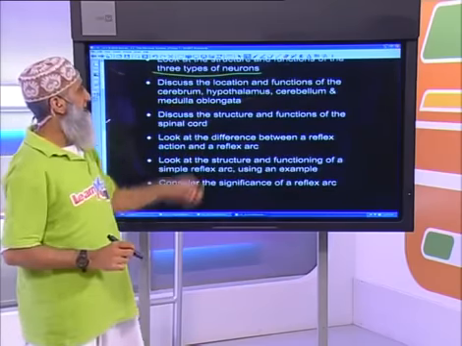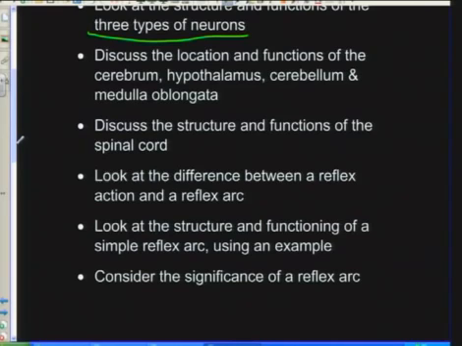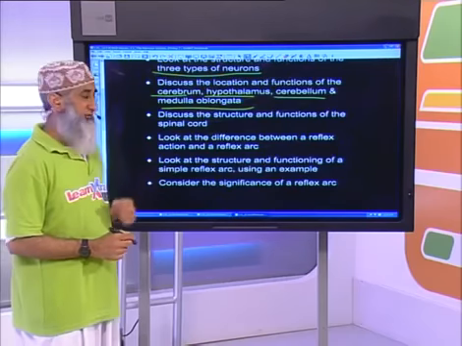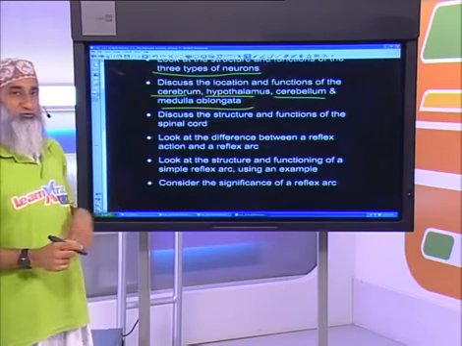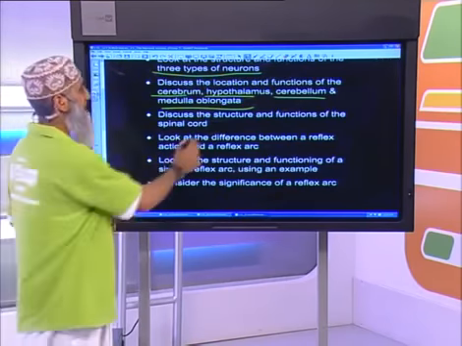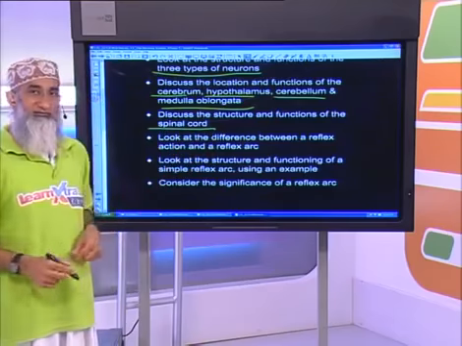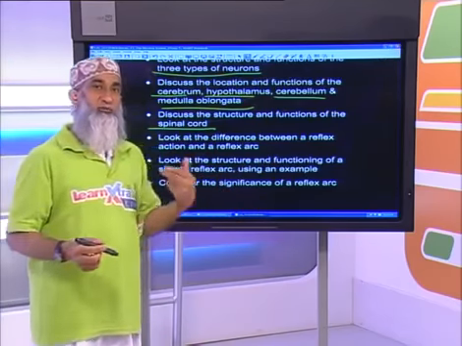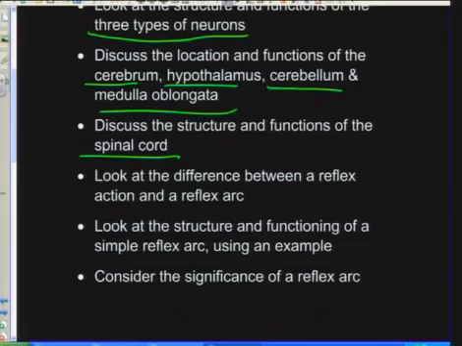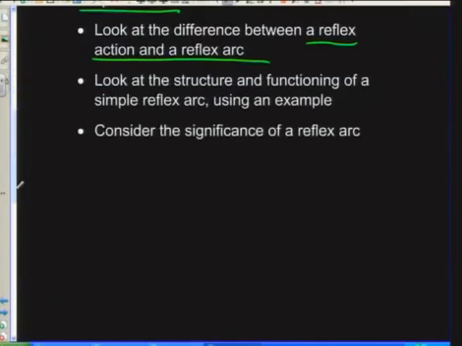We then go further to look at the location and functions of parts of the brain. Which parts of the brain? The cerebrum, the hypothalamus, the cerebellum, and the medulla oblongata. Big words, guys, but you're going to get used to it. We also want to look at the structure and functions of the spinal cord. And then, if we look at the spinal cord, we must also look at what a reflex arc is and what a reflex action is. And finally, we want to look at the significance of a reflex action.